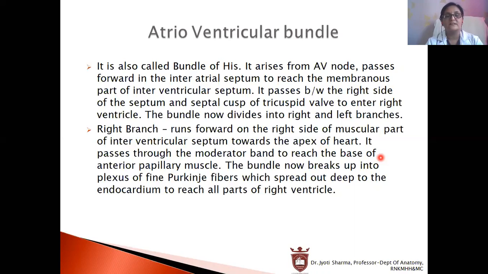First of all, we will see the right branch. It runs forward on the right side of the muscular part of interventricular septum towards the apex of heart. It passes through the moderator band to reach the base of anterior papillary muscle. The bundle now breaks up into plexus of fine Purkinje fiber, which spread deep to the endocardium to reach all the parts of right ventricle.